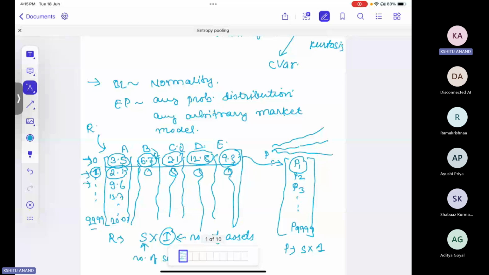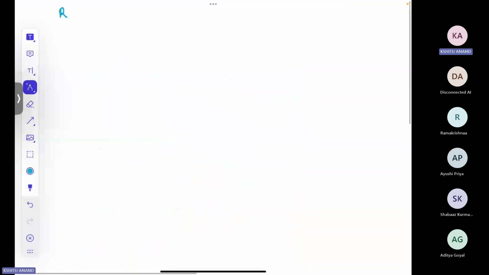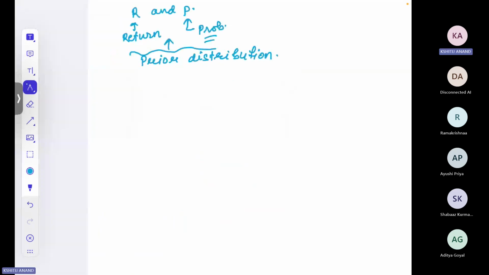Till now we got to know about R and P. This R was the return matrix, right? And this P is the probability. Now this thing we call the prior. Okay, so this is our prior distribution. What is the prior distribution?